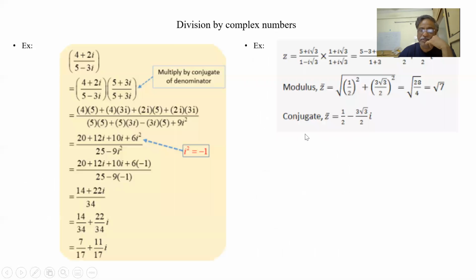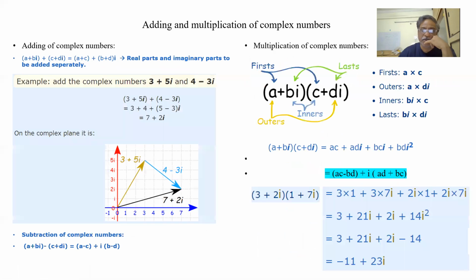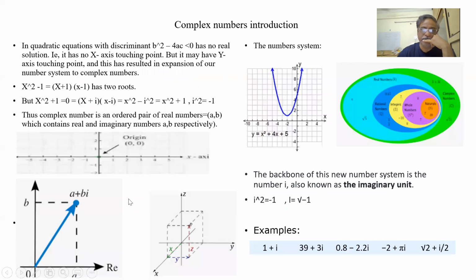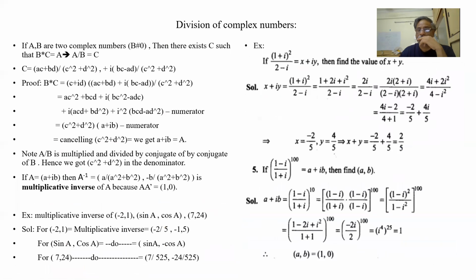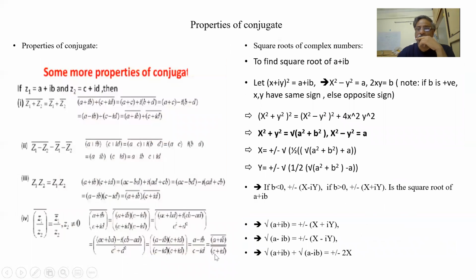You see, this is root of a square plus b square. This is nothing but the modulus. So x square plus y square is this one, and x square minus y square is a. This is the square root application. So we have done this from fundamentals. Always start from the fundamentals: a plus ib is x plus iy whole square. So x square minus y square is a, x square plus y square is root of a square plus b square. Let us remember these two terms and we can solve all the square roots.